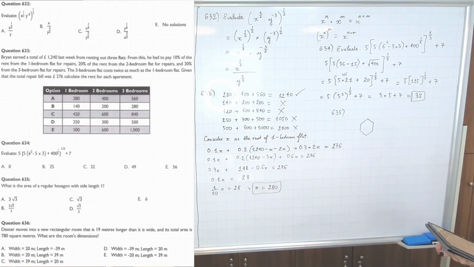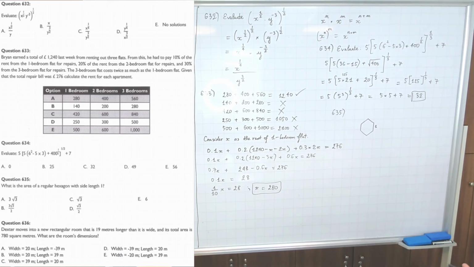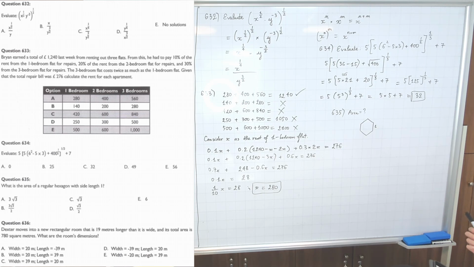Now, they ask you what is the area of a regular hexagon with side length 1. So the side length here is 1. They ask you to find the area. Không có công thức đâu. There's no formula for this. It's gonna be a challenge. One way is to divide this hexagon into smaller plates. Có thể tách cái hexagon này ra làm nhiều cái.